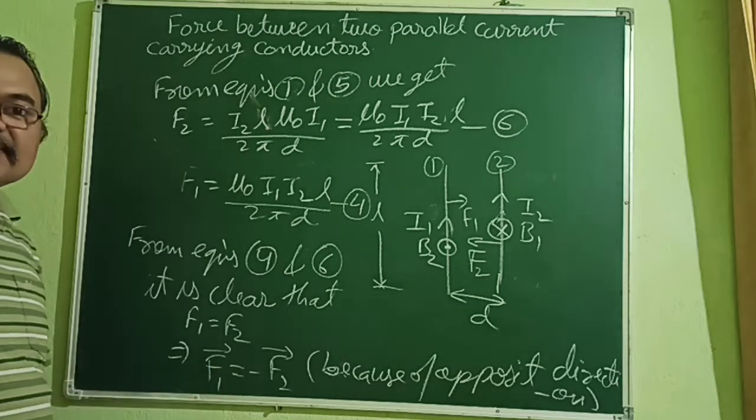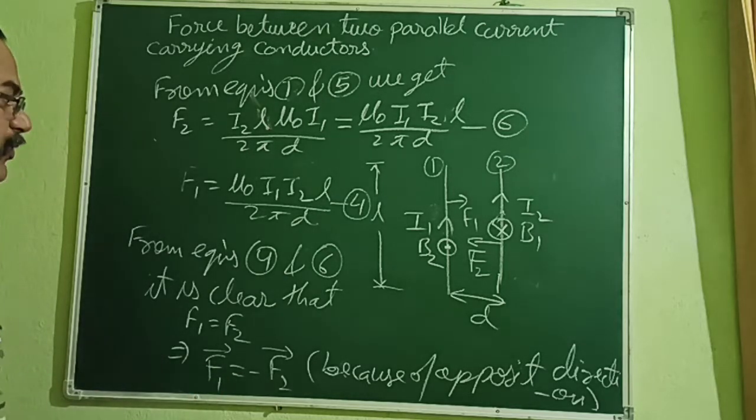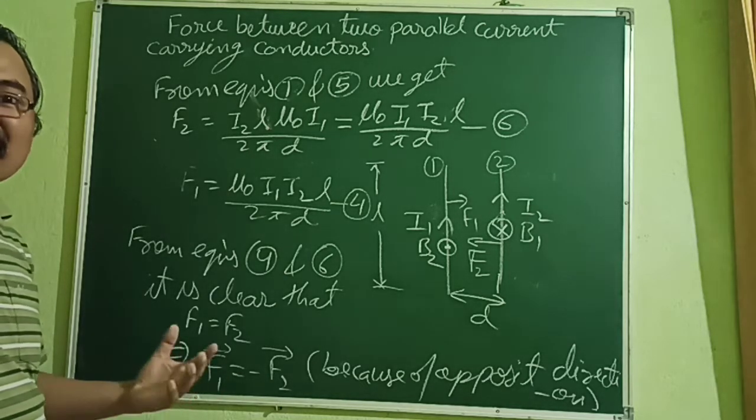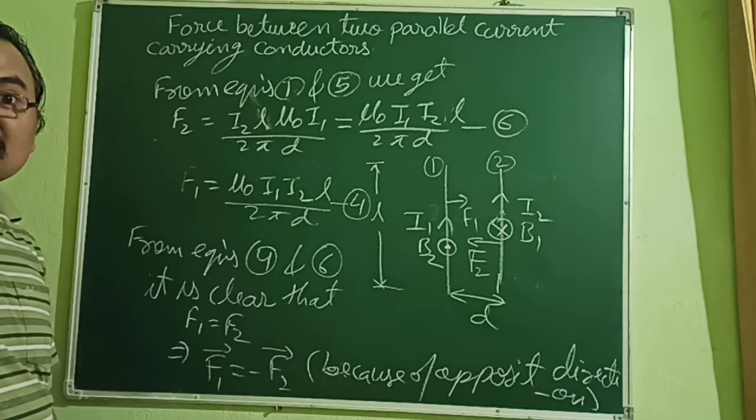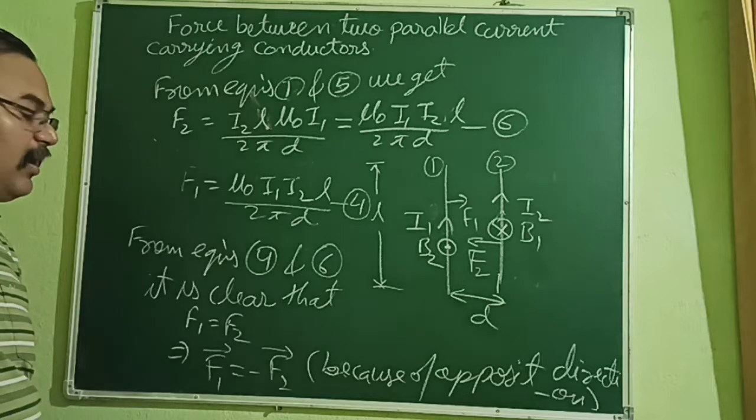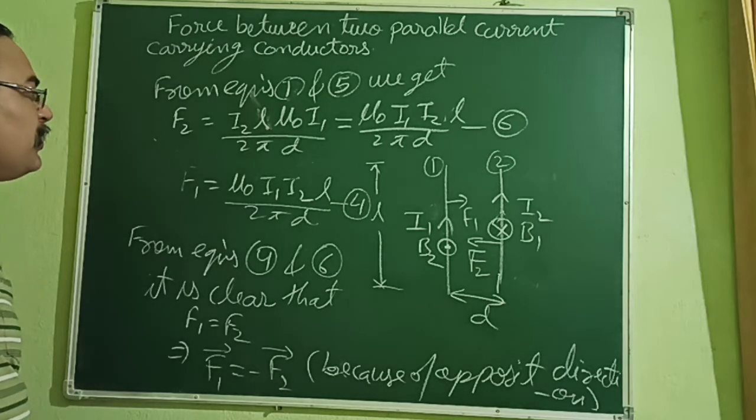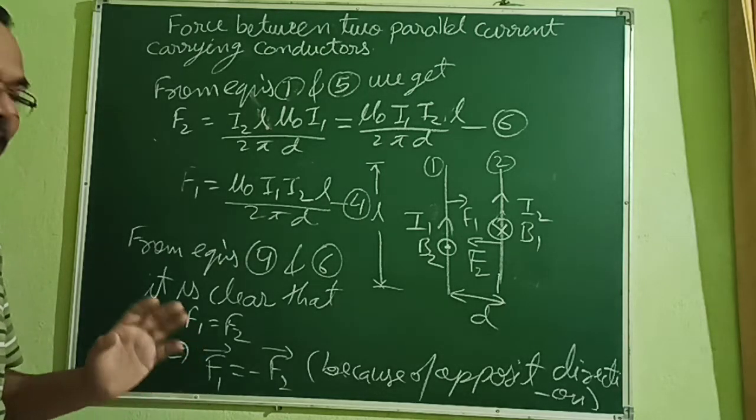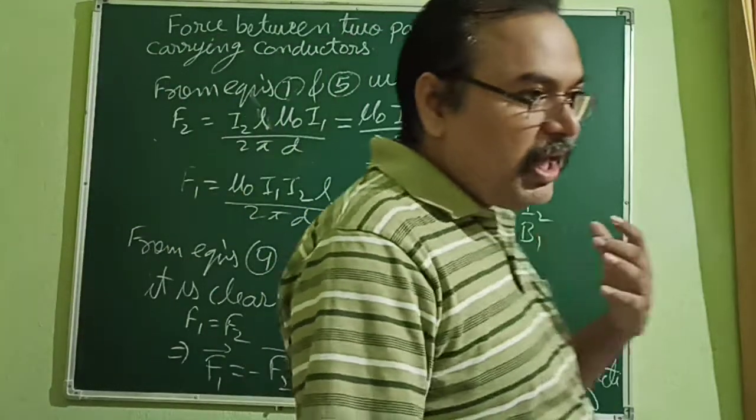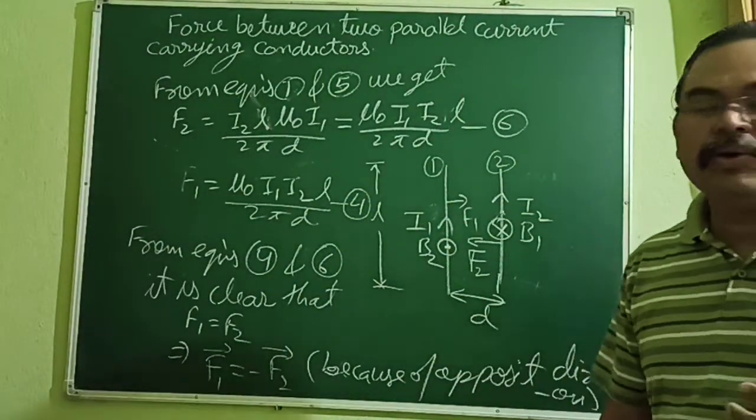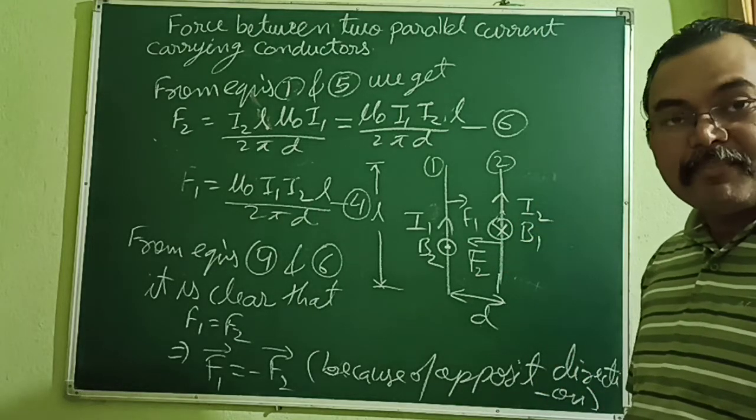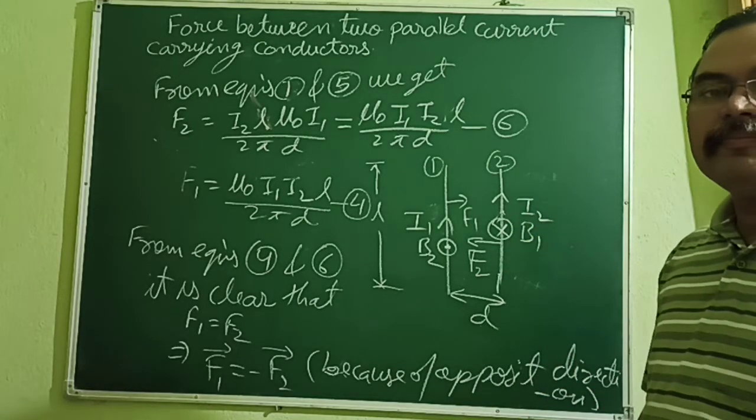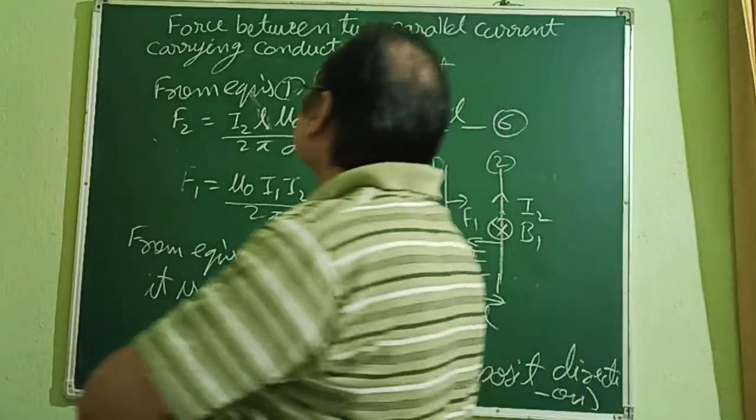What does this indicate? Yes, obviously F1 and F2 are action reaction pairs. Okay. And they agree with Newton's third law. Got it? They are action reaction pairs and they agree with Newton's third law. Okay. Now, again I should remove, I think you've done. Okay, I'm waiting. Done. Very nice.